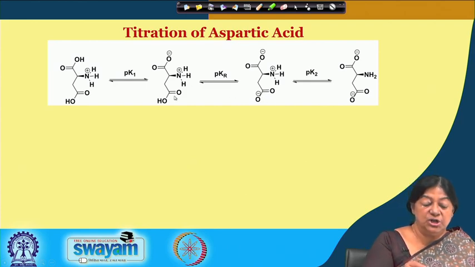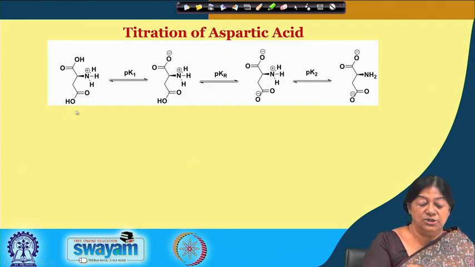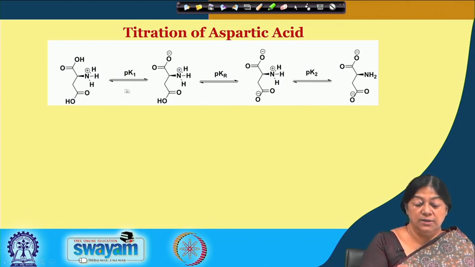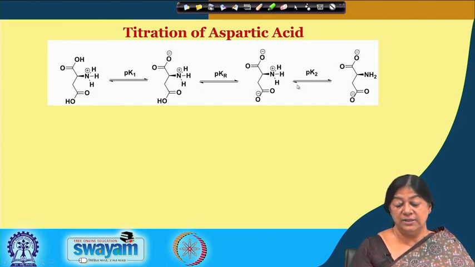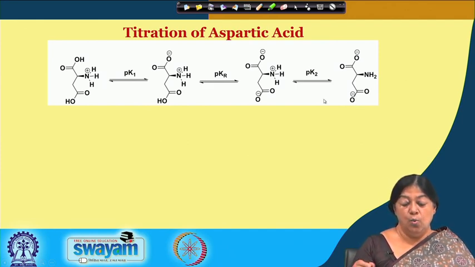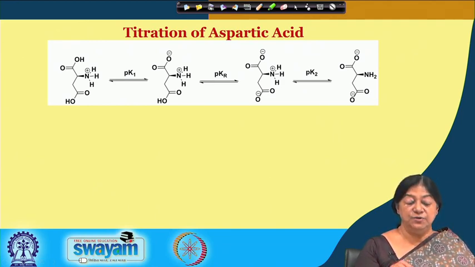Now, let us look at the charges. What do we have here? The total charge here is +1. The charge here is 0. The charge here is -1. And the charge here, the pK2 corresponds to what? It is going to correspond to the loss of this proton, which means that now we have NH2 and the charge here is -2.